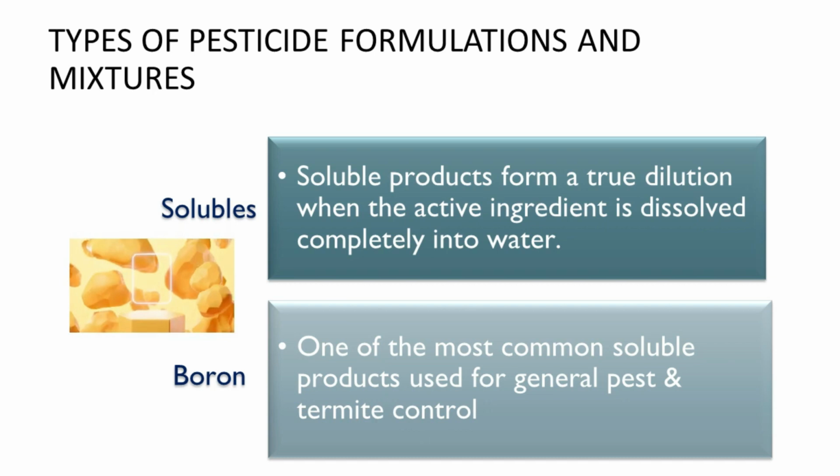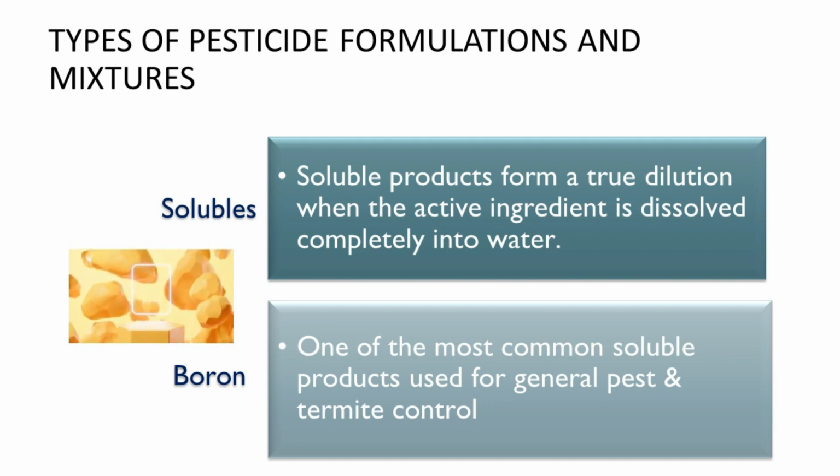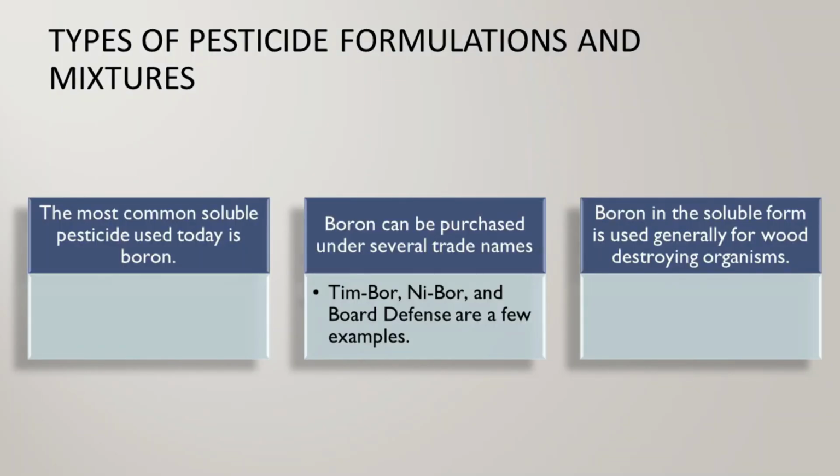Solubles. Soluble products form a true dilution when the active ingredient is dissolved completely into water. Boron is one of the most common soluble products used for general pest and termite control. The most common soluble pesticide used today is boron. Boron can be purchased under several trade names. Timbor, Nibor, and Bor Defense are a few examples. Boron, in the soluble form, is used generally for wood-destroying organisms.